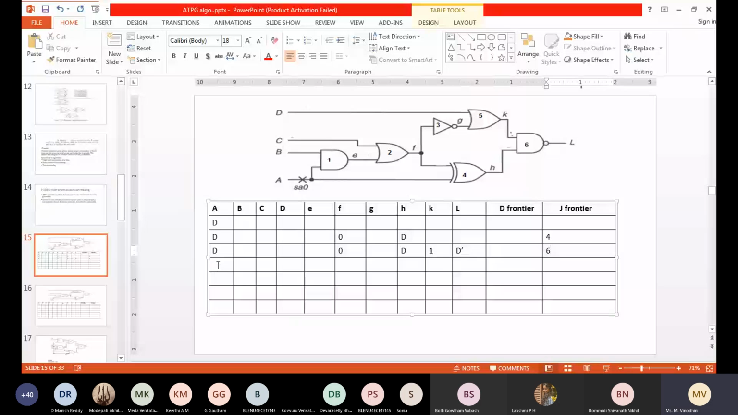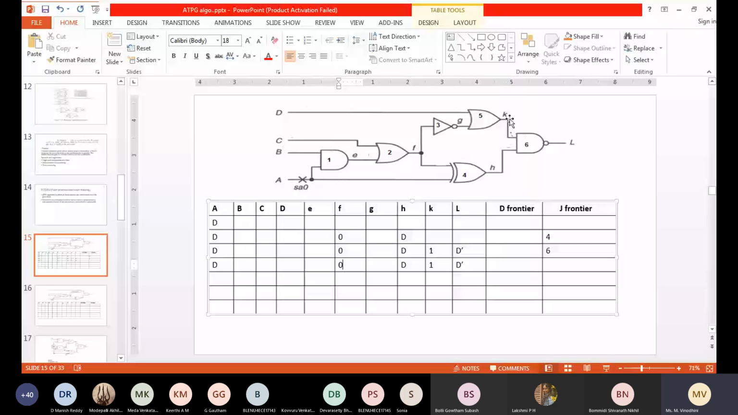Next, fill the same thing once again. D, D, D dash, 1, 0. Propagation is done. Now I need to go for the line justification. So here in line justification, K I took 1.